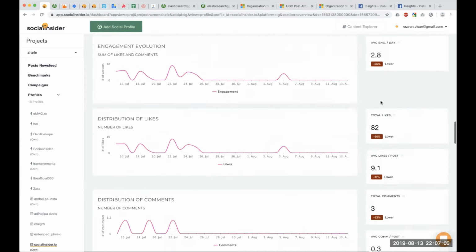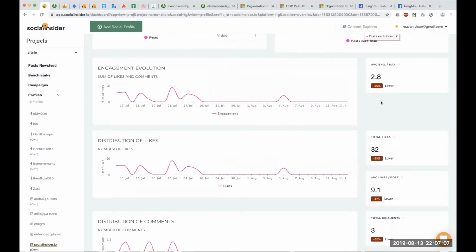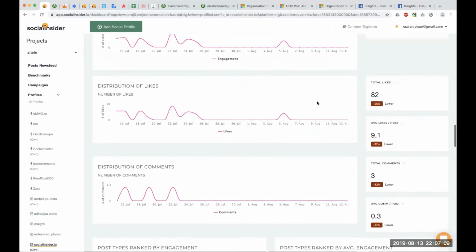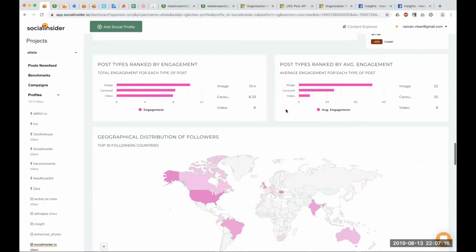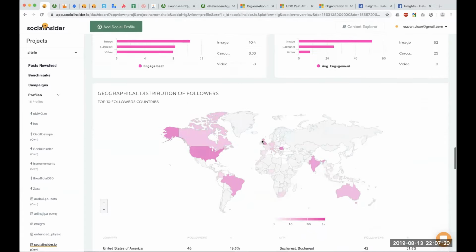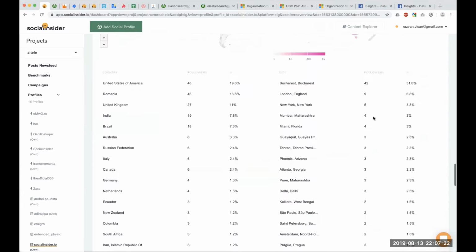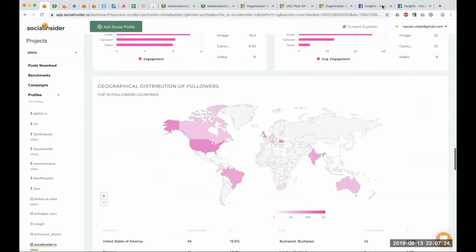Okay, again, you see here engagement and different charts and insights about the distribution of likes, of comments, and post types by engagement, and so on. Okay, I think we're ready now to go to the other main chapters.